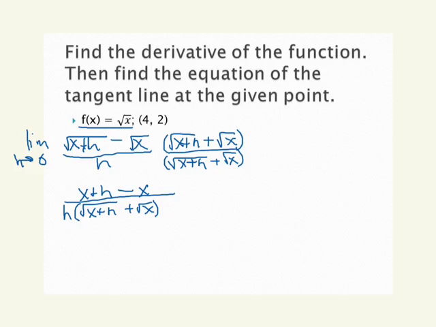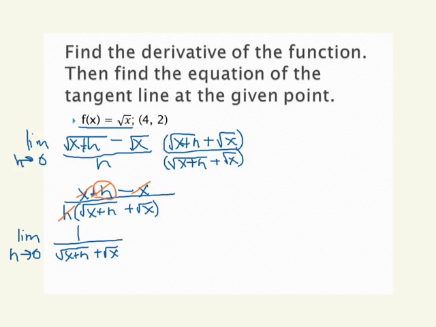And so now we can see some things happen here. The x's are going to cancel each other out, and all I'm left with in the numerator then is just an h, which would cancel out with that h in the denominator. So all we're left with at this point is the limit as h approaches 0 of 1 divided by the square root of x plus h plus the square root of x.